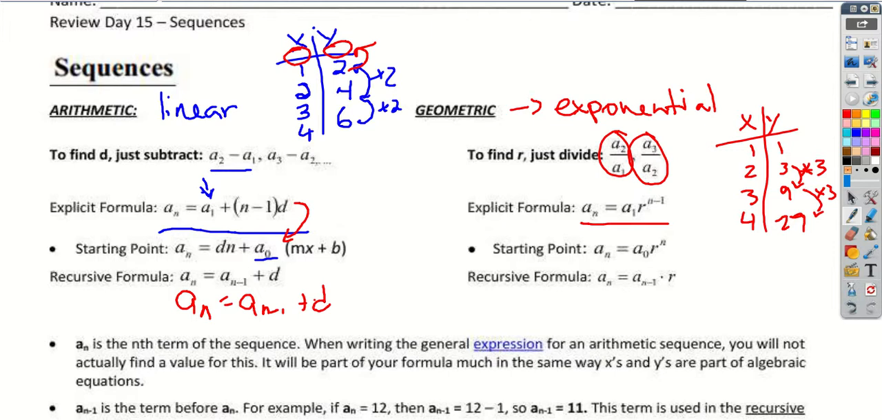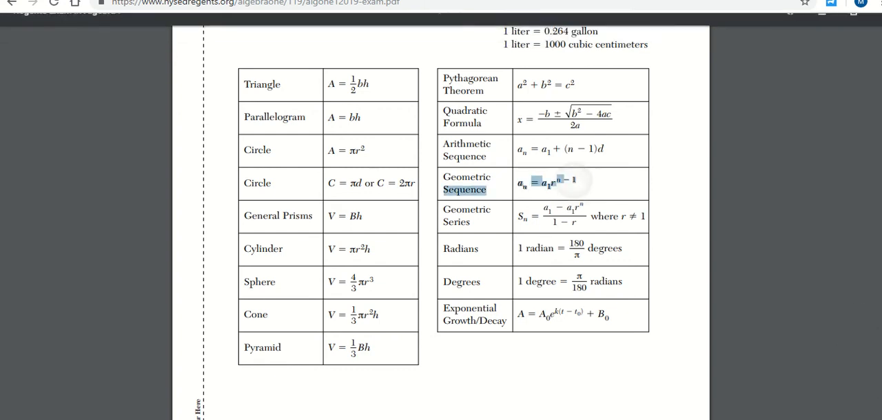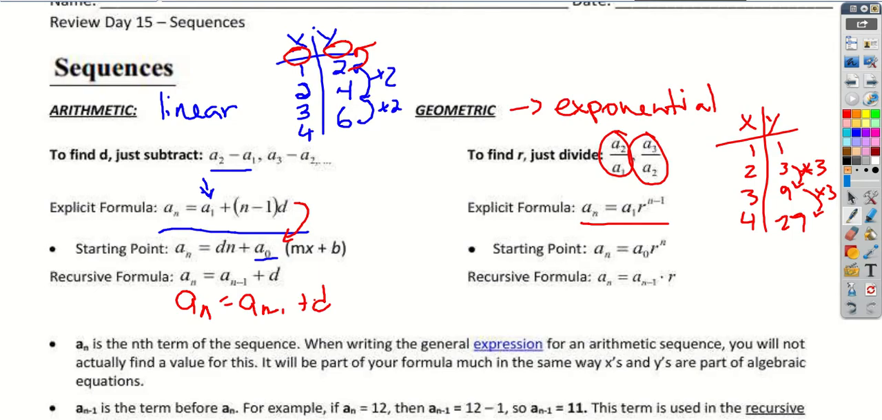The explicit formula is right here. It's a sub n equals a1 times r to the n minus 1. Remember we talked about that right here. You guys can see right there. All right. The starting point is to work backwards 1. So I just decrease 1 to 0 and n minus 1 to n. And the recursive formula, if I want to do a sub, let's say 7, I just take the term before it, which is a6, and multiply it times r. So in general, it's an equals the term before it, a sub n minus 1, times r.